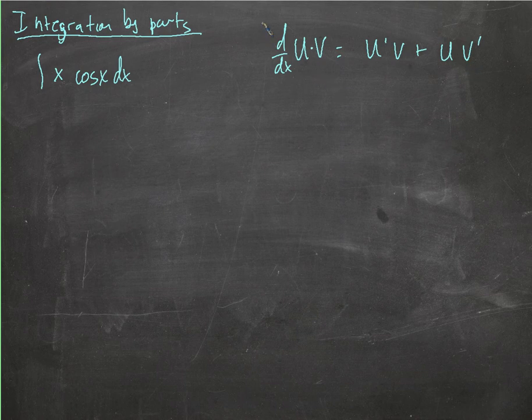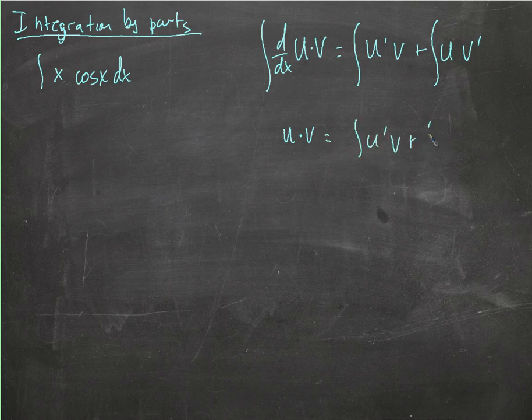Okay, now we're going to take the integral of both sides. When we take the integral of a sum, we really take the sum of the two integrals, okay? Now, when you take the integral of a derivative, you really just get uv. They kind of are inverses of each other. Okay, and on this side, we have u prime v plus uv prime. So this is actually the kind of thing we want to take the antiderivative of. It's some function, like u, times the derivative of some other function, okay?